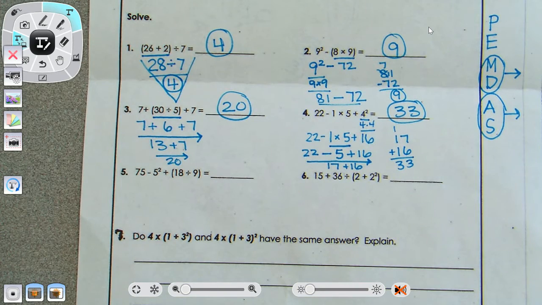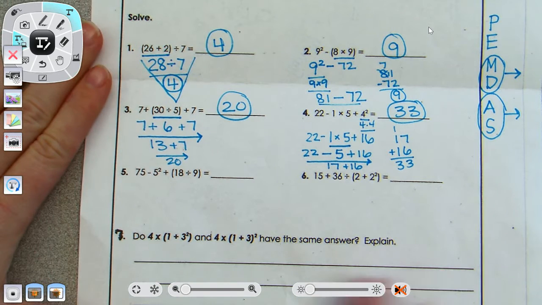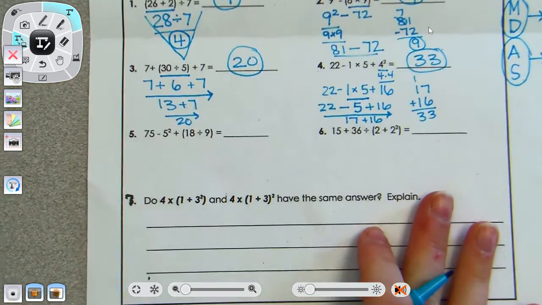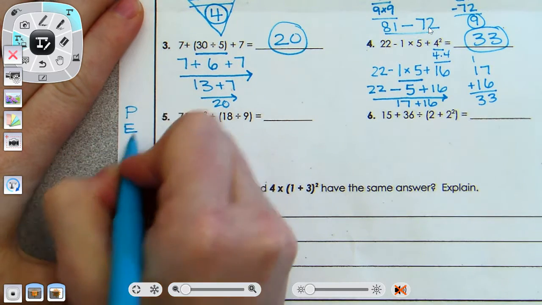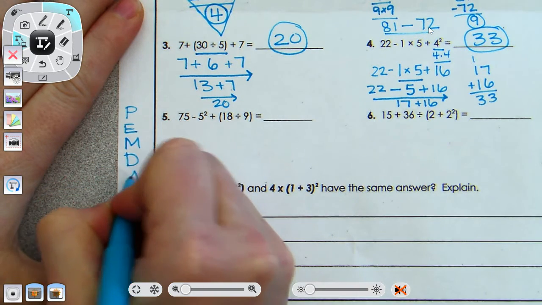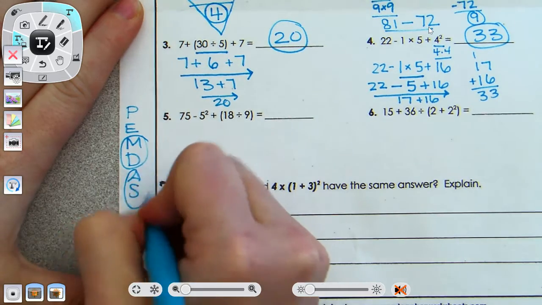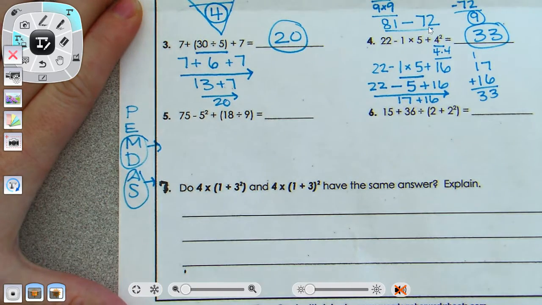Okay. Next, we're going to solve the last 2 problems, and we're going to leave number 7 for another time. Okay, I'm going to zoom in a little bit. So if you remember, I always like to write PEMDAS. I also circle the families and put little arrows left to right.